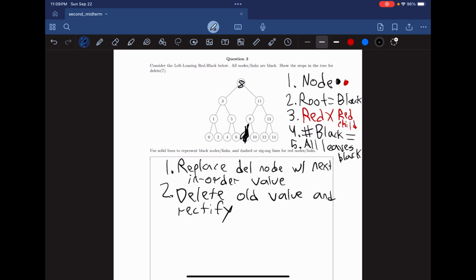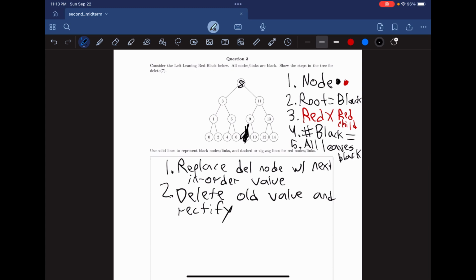Rectify the tree means that we need to basically check all of the rules for a tree, and we need to verify that all of those are still true. So, for one, are all the nodes either red or black? Yeah, they are. Is the root node black? Yes. Are there any red nodes that have red children? There aren't any red nodes to begin with.